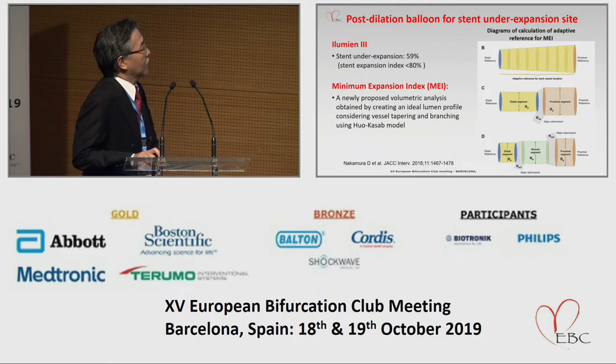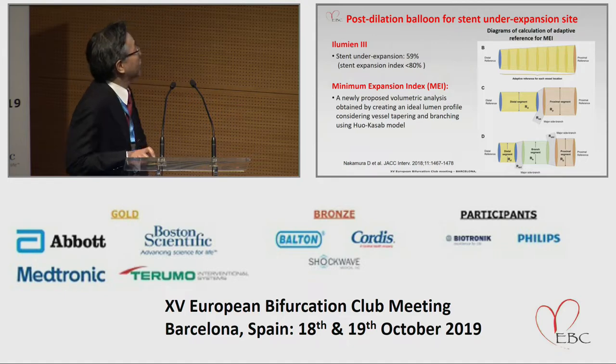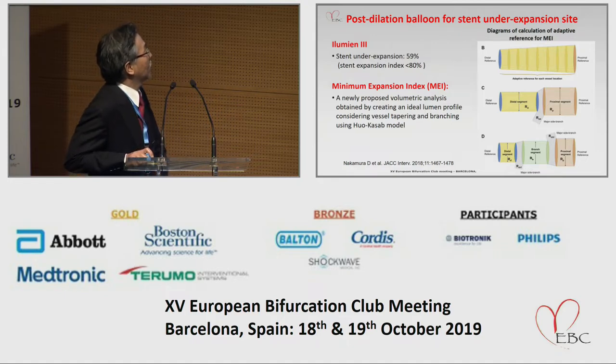One of the reasons is the assumption of the vessel tapering, like gradual vessel tapering. However, actually, vessel tapering occurred at the branching point. So we should set the new reference diameter at the distal side of the vessel. So according to this theory, a minimum expansion index is newly proposed, a volumetric analysis obtained by creating an ideal lumen profile considering vessel tapering and branching using a Murray model.